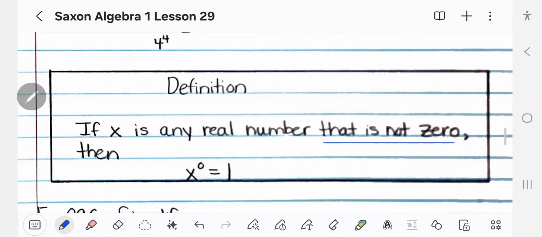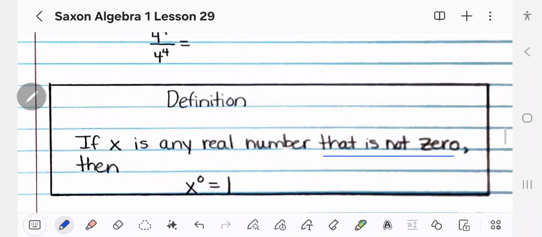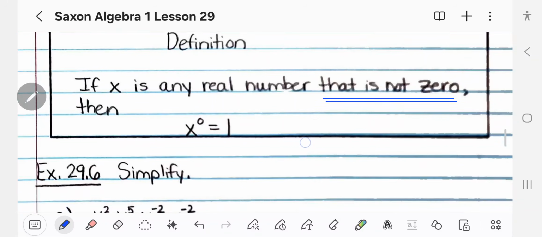They give you this definition. If x is any real number, important to remember, that is not 0, then x to the 0 is equal to 1. Okay, 0 to the 0 does not have any real value. But any other real number raised to the 0 is going to give you 1.